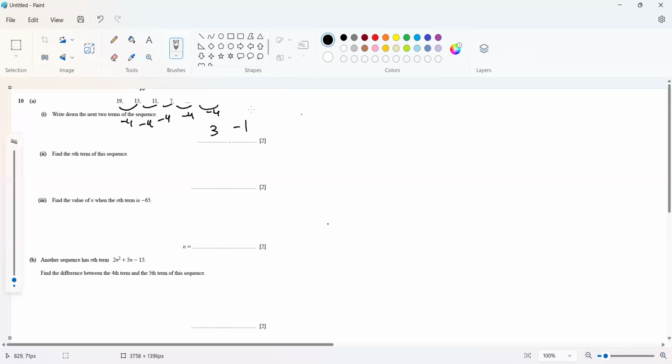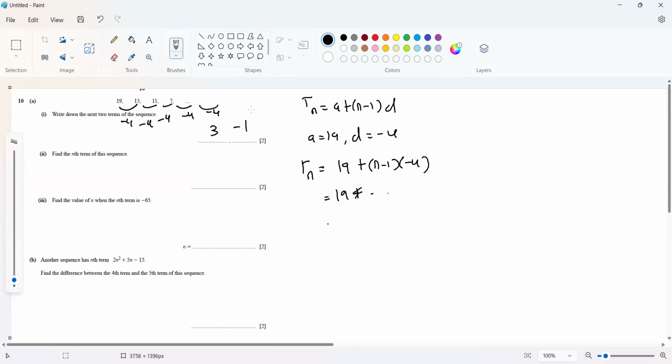Right? So find the nth term of the sequence. You may use your formula Tn equals a plus n minus 1 d. So you know our first term is 19, and we know our pattern is -4. Common difference is -4. So Tn equals 19 plus n minus 1 multiplied by -4. So 19 minus 4n plus 4. In this case, it will be 23 minus 4n. So that is our nth term.